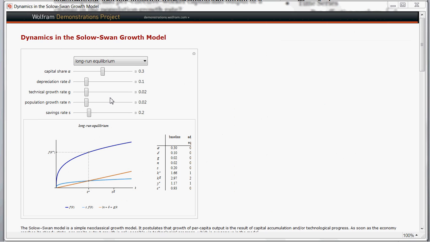So this is free from Wolfram Alpha if you want to check it out. What if we increase the population growth rate? So let's say we were here. If we increase population growth, we could see the slope of that break-even investment line, this one that's yellow, is going up, which is pushing the intersection down and producing a new lower level of steady state capital per effective worker, capital per worker. So we were there, and with higher population growth, we now have a new steady state level.